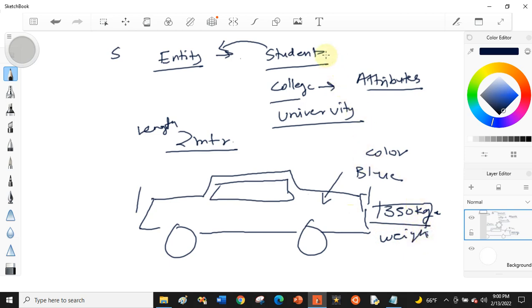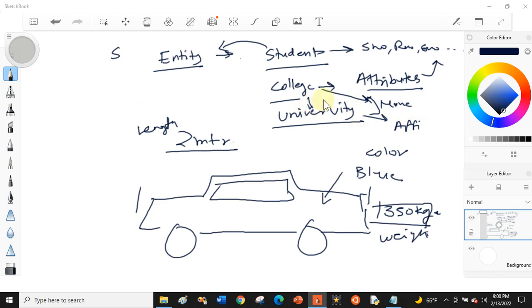Similarly, when you talk about an entity, we have some attributes. What are the attributes? Serial number, roll number, enrollment number, etc. These are the attributes of an entity. In the college, the first question that comes to your mind is what is the name of the college? What is the name of the university? What is the affiliation number of this college with this university? So these are examples of entity.